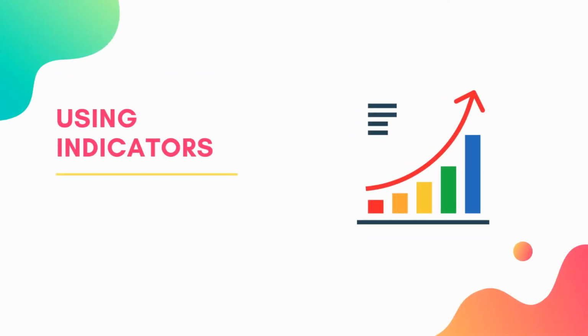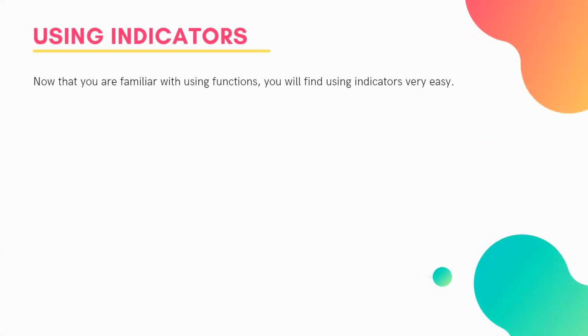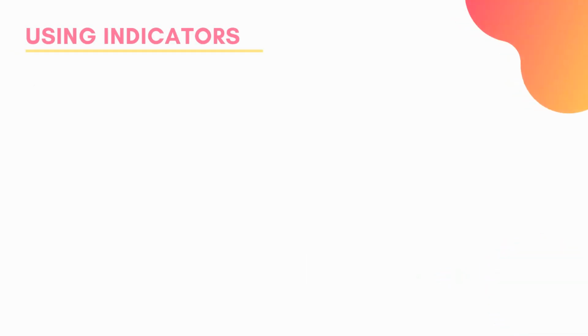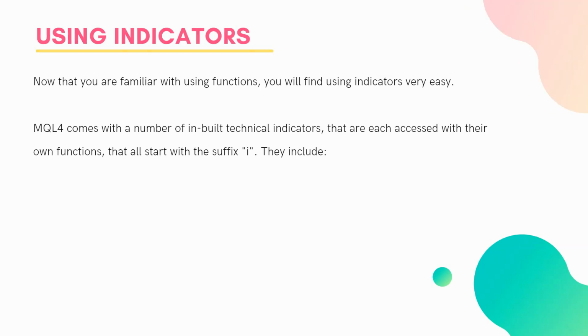So we're looking at using indicators now, and now that you are familiar with using functions, you will find using indicators very easy, because indicators use functions, and so this will solidify your knowledge. If you're still feeling a bit shaky with it, by using the indicator functions, you'll start to get used to it. MQL4 comes with a number of inbuilt technical indicators that are each accessed with their own functions. Those functions start with the prefix, not suffix as I've written there, the prefix i.